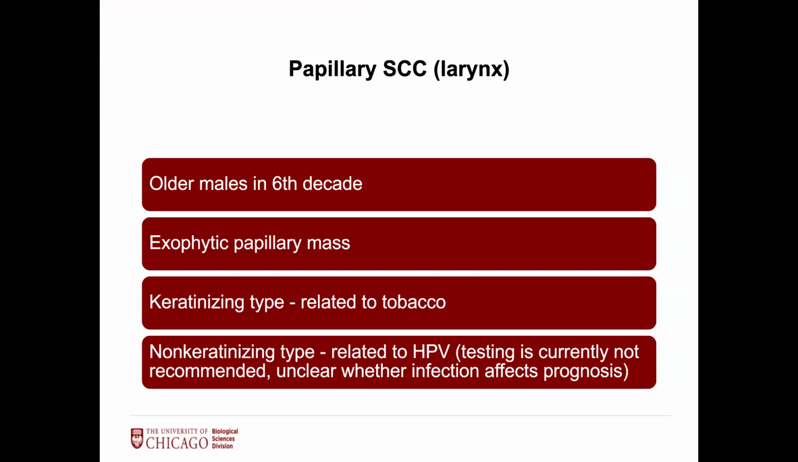So papillary squamous cell carcinoma, usually I think about it either in the larynx, as it has the space to grow into that opening as an exophytic mass, or we think about it in the pharynx. But the one that I'm speaking about first is the one in the larynx. There can be a keratinizing type that is related to smoking and drinking. It's kind of a theme. And then you can have the non-keratinizing type, which is most likely related to HPV.